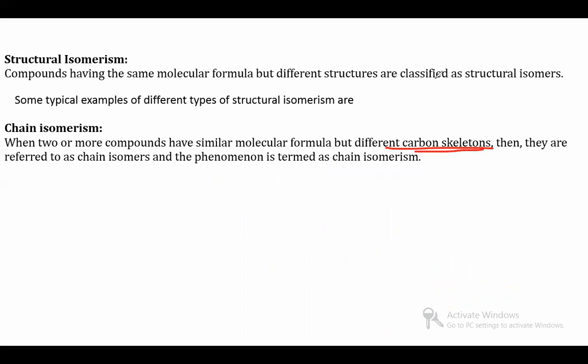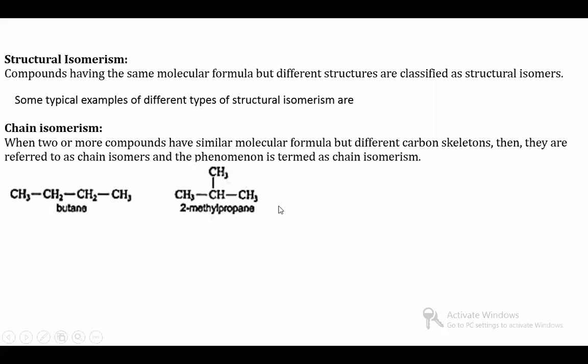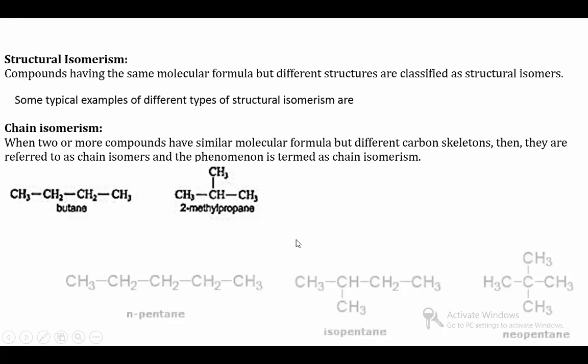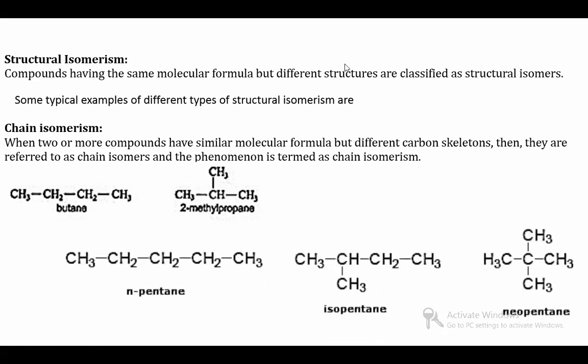Earlier I gave one example, between butane and 2-methyl propane, or between n-pentane, isopentane and neopentane. Look here, in the first case, 1, 2, 3, 4, I said earlier, four carbons, C4H10, and here also C4H10. So the same molecular formula, but the carbon skeleton arrangement is different. Now we'll see this one.